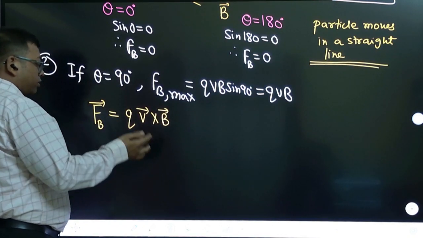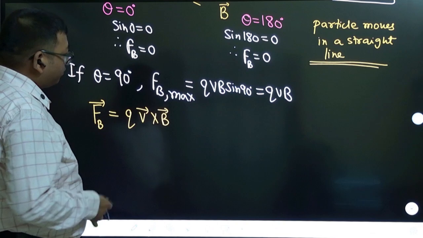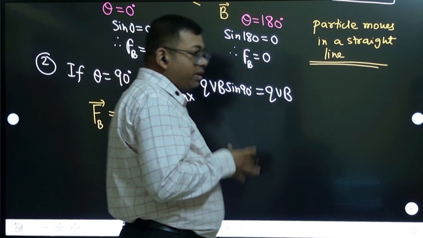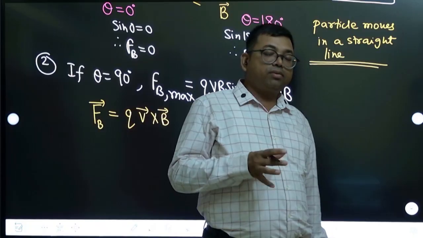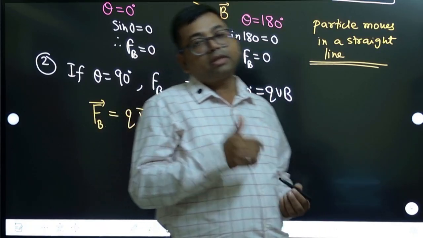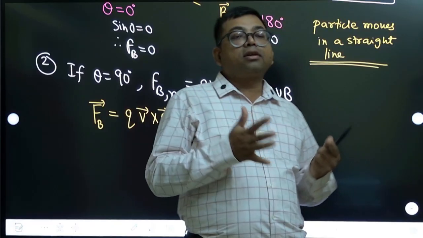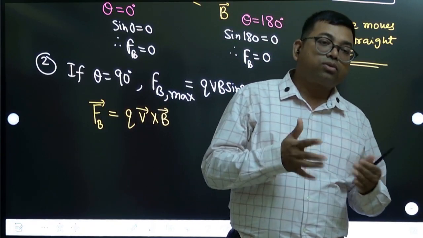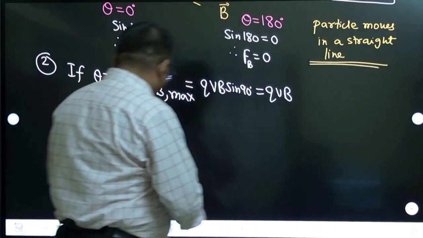So qv cross B. Now let us take the magnetic field. Here we should be very clear about the direction. A very important thing is the cross product direction. Many students get confused about what a cross product is and how to calculate it. Let's try to understand this.